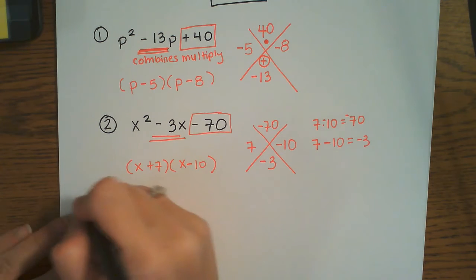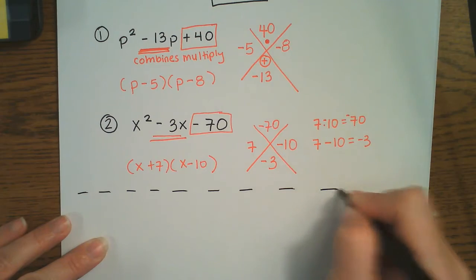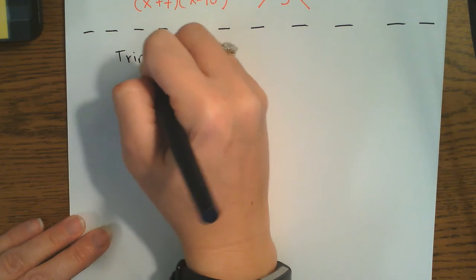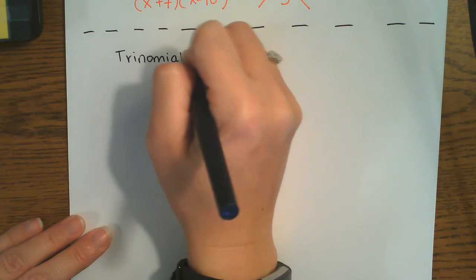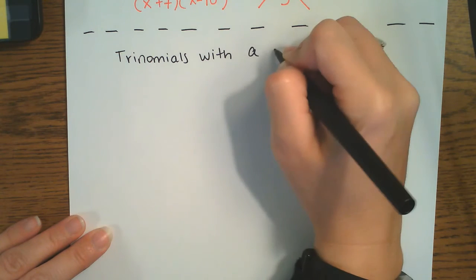All right, the next type of problem you've studied are trinomials with a greater than 1.